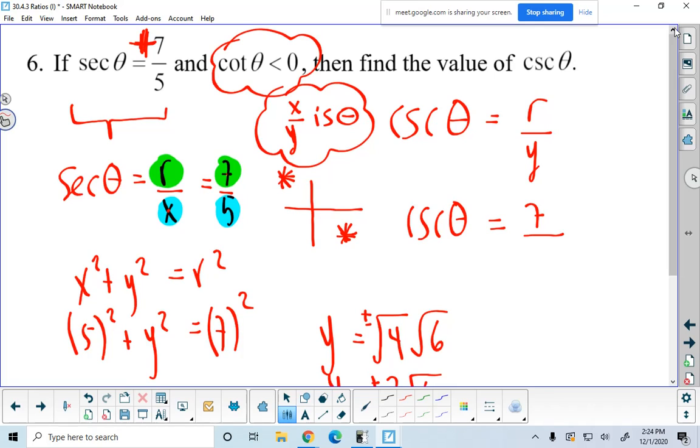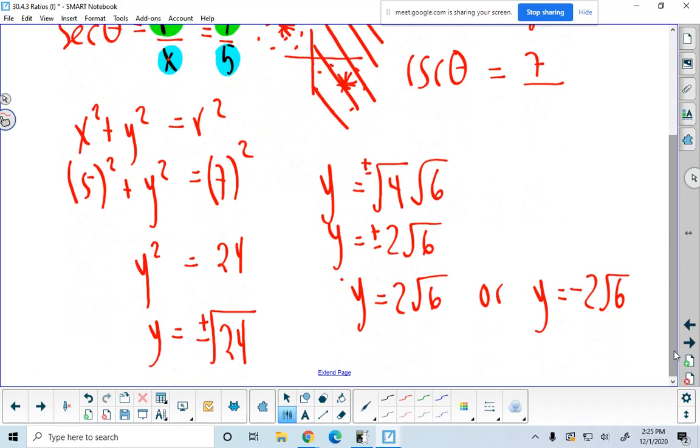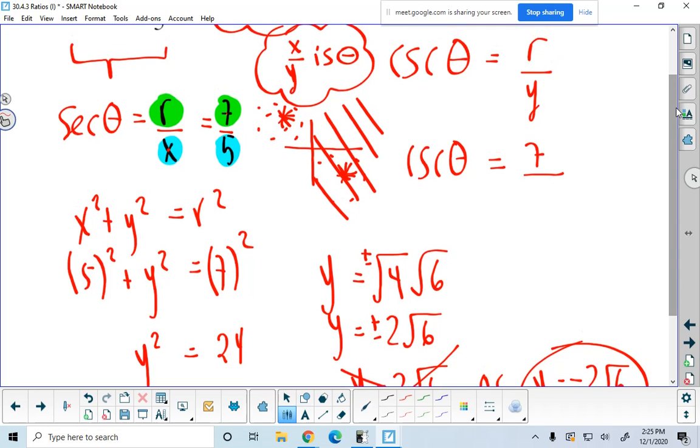Man, that's got a lot to it. Since secant is positive, the angle must be in one of these two quadrants. Since cotangent is negative, it must be in one of these two quadrants. So it has to be in quadrant 4. In the end, that tells you that y is in fact negative 2 root 6, which means cosecant is 7 over negative 2 root 6, or negative 7 over 2 root 6.